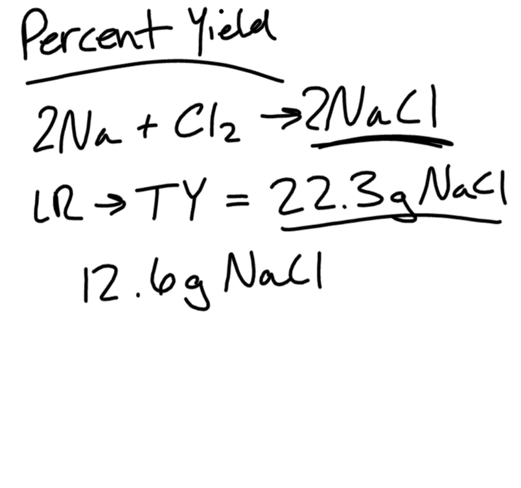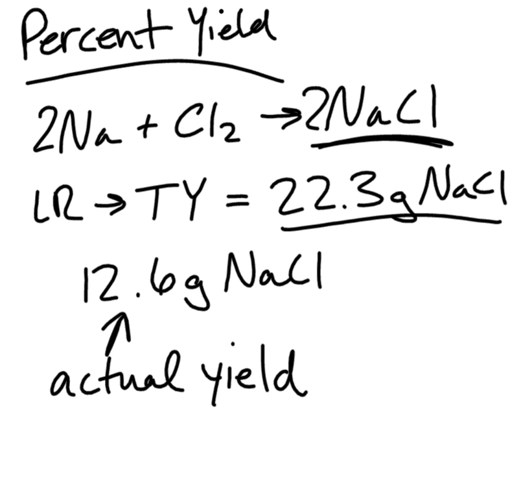Now, I say the word actual because this is what we call the actual yield, right? So we'll go A, Y. So we have a theoretical yield, and now we have what we call an actual yield. An actual yield is based on an experiment. It's based on data from an experiment.